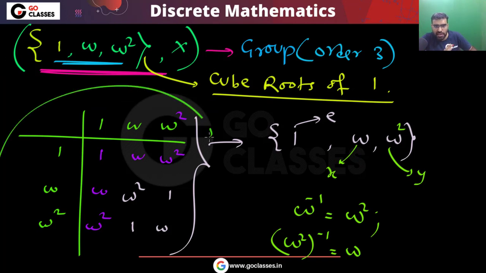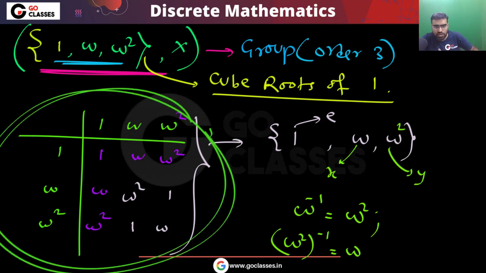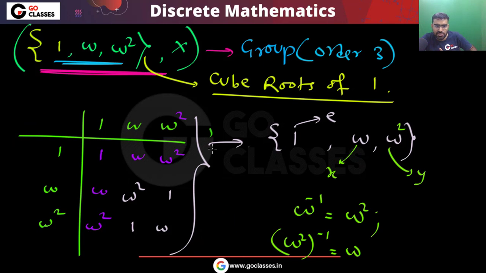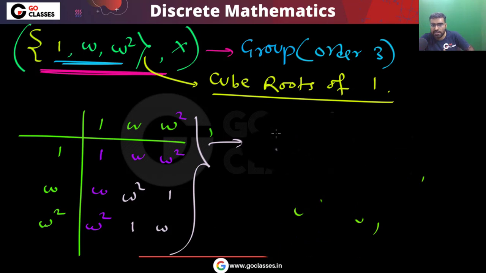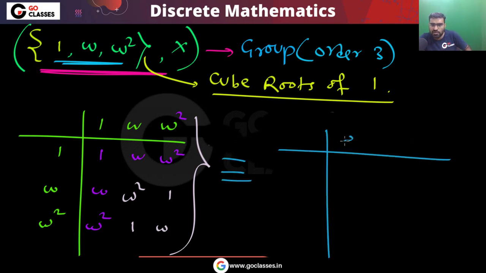If you create the Cayley table, you will get this Cayley table. Look at the structure of this group, only the structure. There is an identity element and the remaining 2 elements are inverse of each other. So I can simply say that this structure is isomorphic to the structure that we have seen, E A B.